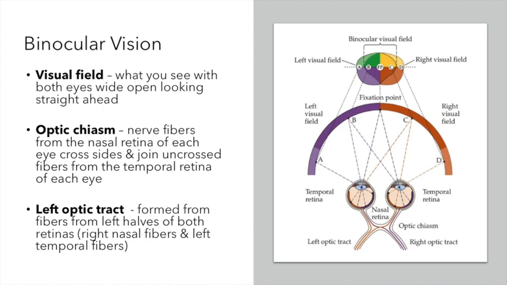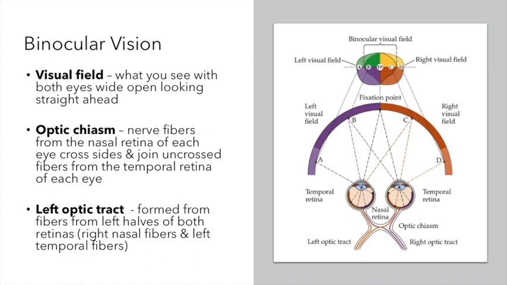So this image that you see on the right shows the visual field on the top, and the binocular visual field is what's visible by both eyes at the same time, while the right and left visual fields are only visible by one eye. And the visual field is when both eyes are wide open and looking straight ahead. So points A and D are peripheral points that are only visible in the monocular fields.